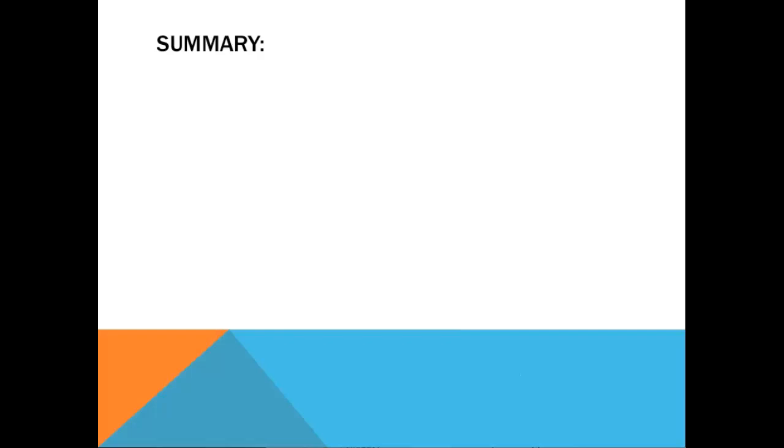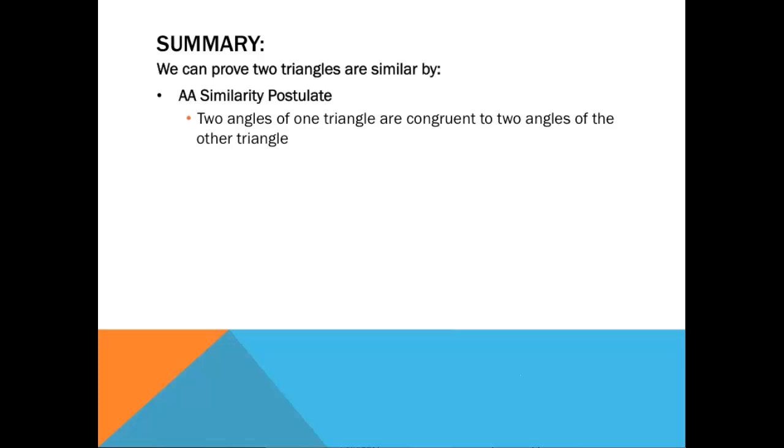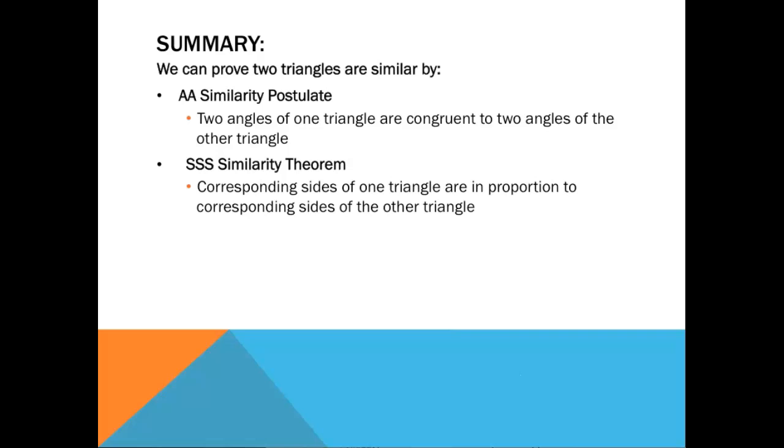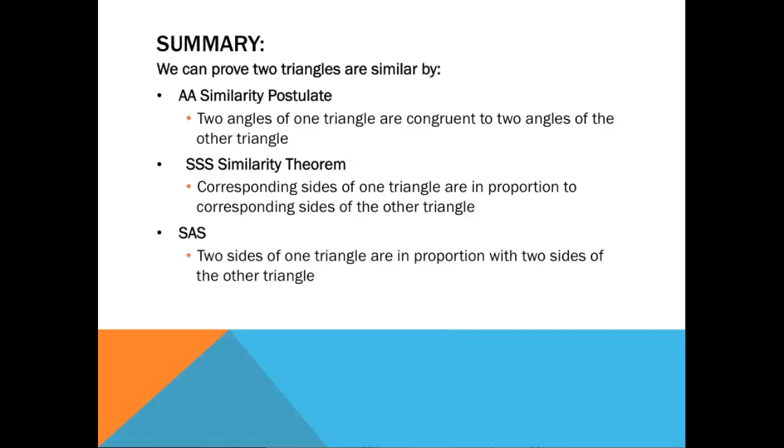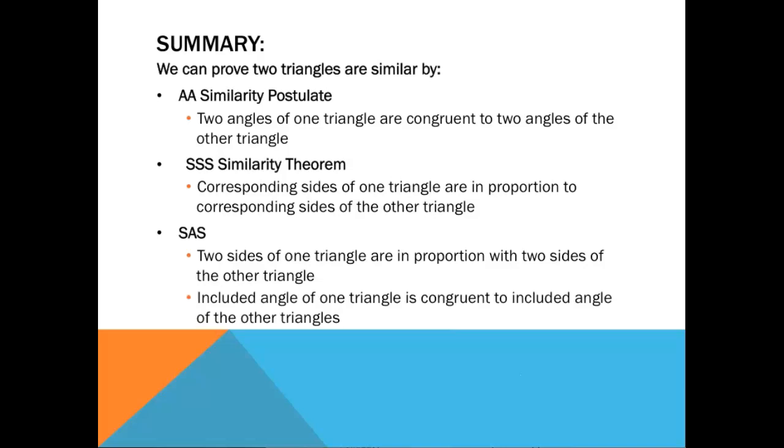So as a summary, we can prove that two triangles are similar by 3 shortcuts. First is angle-angle similarity. So two angles of one triangle congruent to two angles of the other triangle. We have the side-side-side similarity theorem. That's corresponding sides of one triangle in proportion to corresponding sides of the other triangle. And then lastly, we have side-angle-side, which is two sides of one triangle are in proportion with two sides of the other triangle, and the included angle of one triangle is congruent to the included angle of the other triangle.